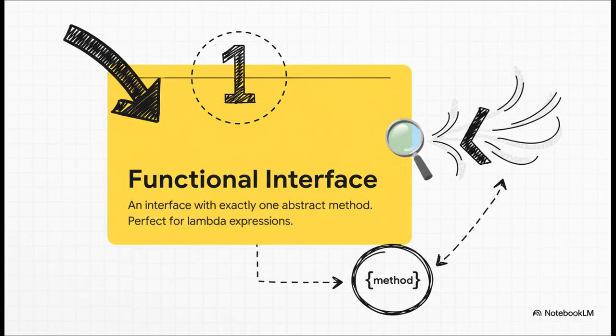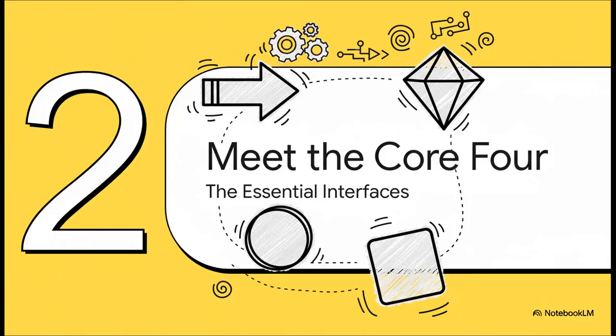So what even is a functional interface? It's actually super simple. It's just an interface that has exactly one abstract method. Just one. That single method is the key because it creates a perfect, unambiguous contract for our Lambda expression to fulfill.